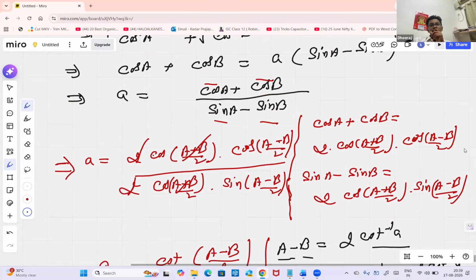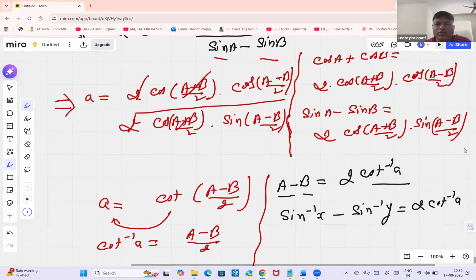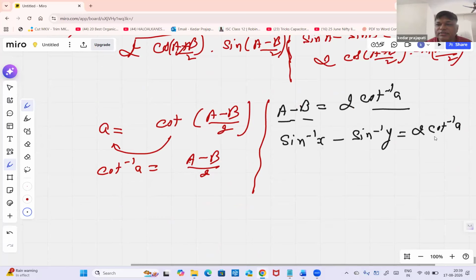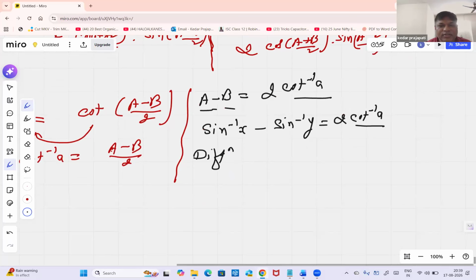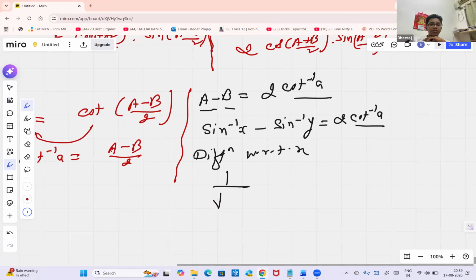I'm getting it, sir. Okay, right. Now this is constant. So now we will be differentiating it with respect to x. What will we get? The derivative of sine inverse x is 1 by root over 1 minus x square, right?